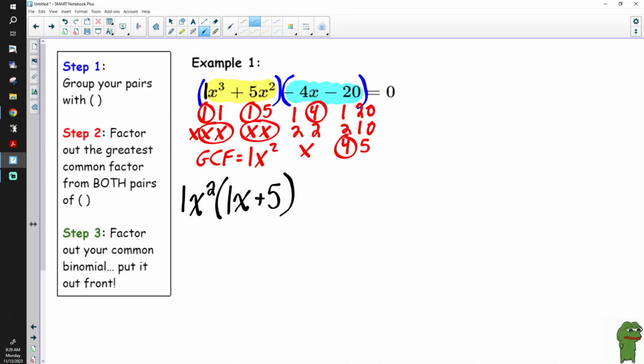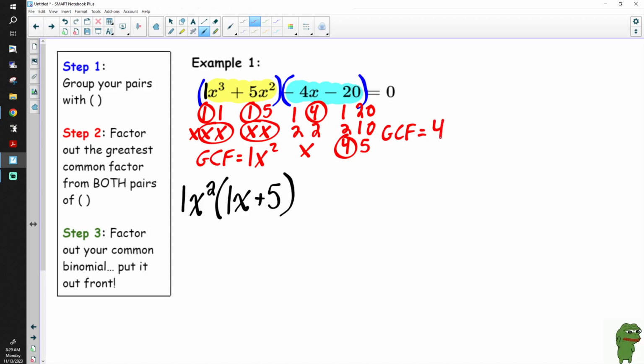Can I take any x's away? No, I cannot. So my GCF is 4. What did we circle? 4. Okay.